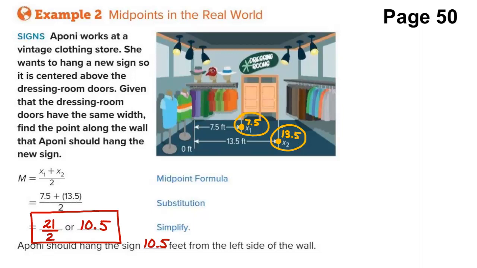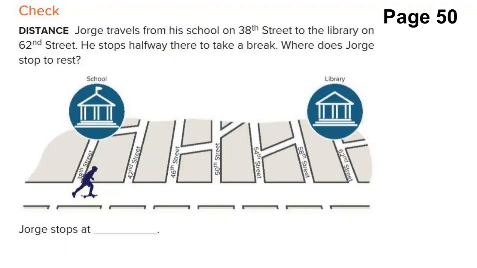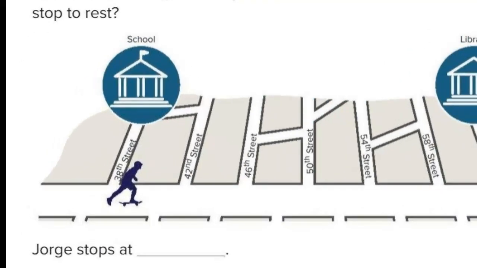There's a check problem down at the bottom of the page. This time we're not looking at hanging a sign in a clothing store. Now we're looking at Jorge. Jorge travels from his school on 38th Street to the library on 62nd Street. He stops halfway there to take a break. What street does Jorge stop to rest?